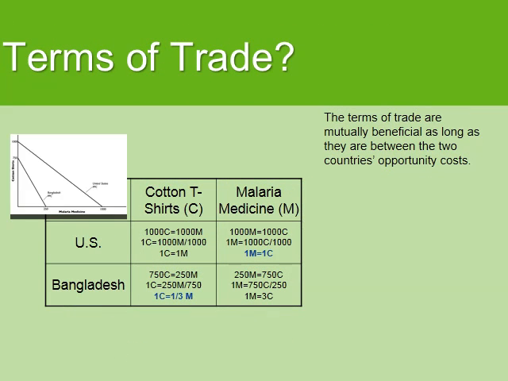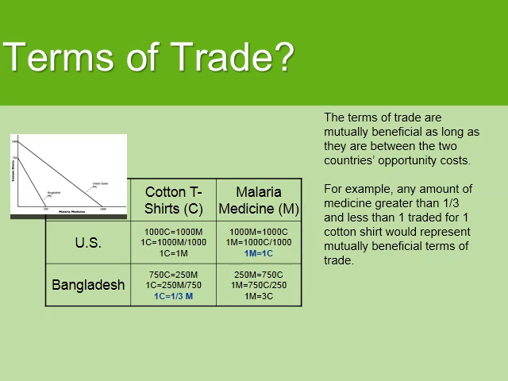The terms of trade are the next element of the question. Terms of trade are mutually beneficial as long as they are between the 2 countries' opportunity costs. For example, any amount of medicine greater than 1/3 and less than 1 traded for 1 cotton t-shirt would represent mutually beneficial terms of trade.